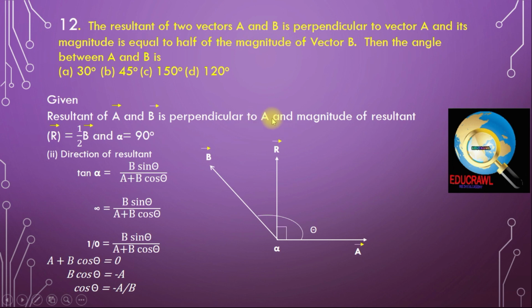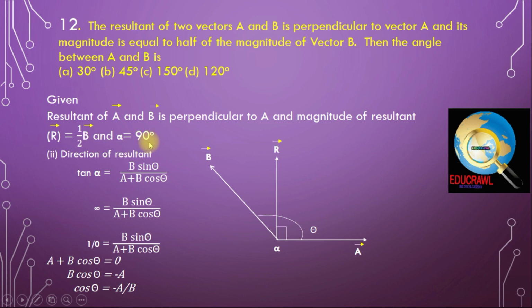So first let us draw the diagram. If you see my pointer, you can follow the diagram. A vector is given along the horizontal x-axis and B vector is given along the y-axis. The resultant of these A and B vectors is given as R vector. If you see the angle, it is perpendicular to A vector. And it is given that the magnitude of R vector is equal to half of the magnitude of B vector. So how can we write? Magnitude of R vector is equal to half into B vector.